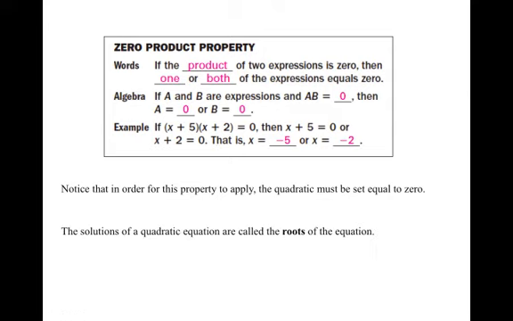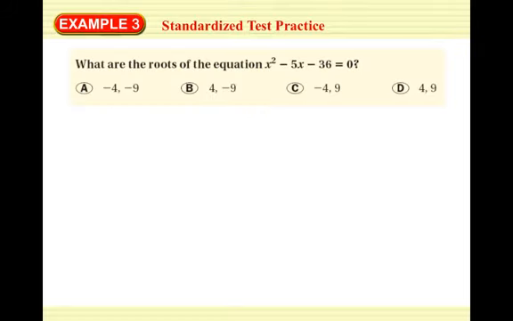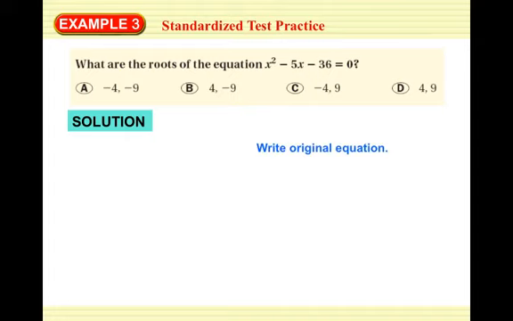One thing you need to know is that the solutions of a quadratic equation are also called the roots of the equation. So when you're asked what are the roots of the equation x squared minus 5x minus 36 equals 0, you're just being asked to solve. Okay, so we want to write the original equation, and then we want to factor it. If you need to make the little table, you can.